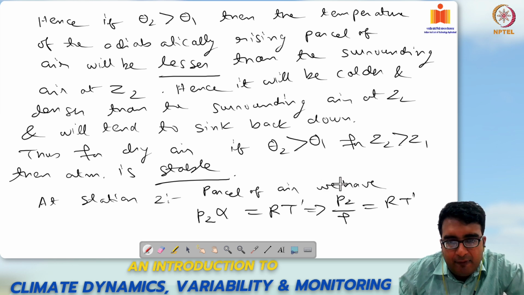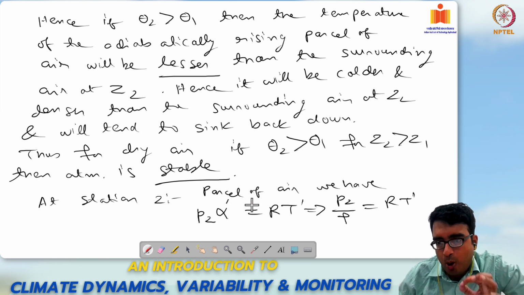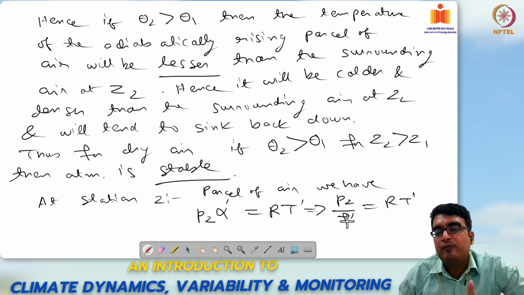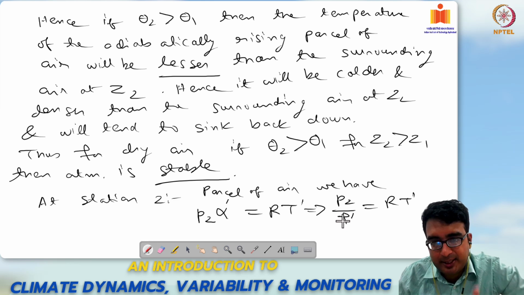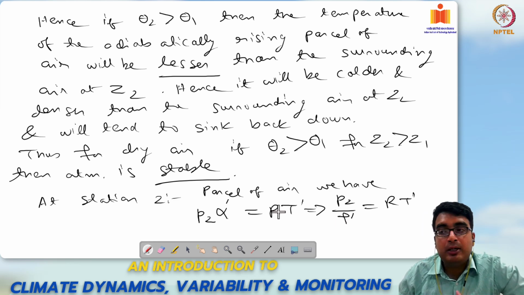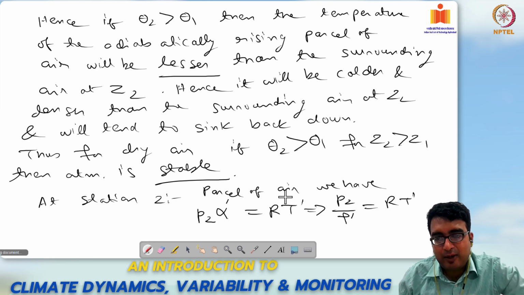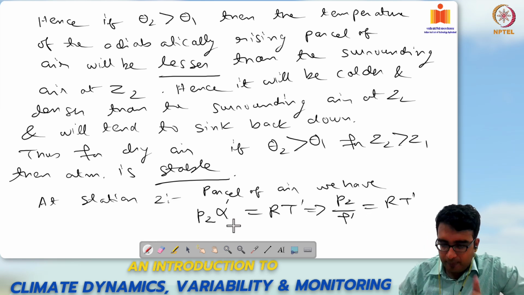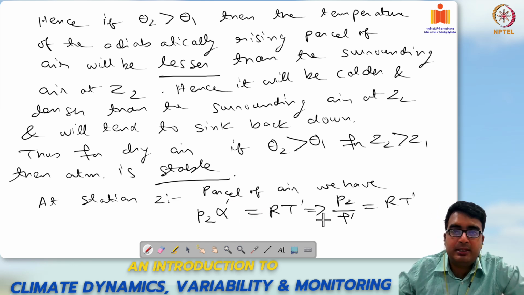So this will be alpha prime, the specific volume of that parcel of air. And this will be rho prime, the density of that parcel of air as it has moved adiabatically to the station Z2. This need not be equal to the specific volume or density of the surrounding air. In fact, it will not be. That's why we are keeping alpha as alpha prime and rho as rho prime. The pressure is the same between the surrounding and the parcel of air, but temperature and density values will be different. So we are keeping the prime symbol here.